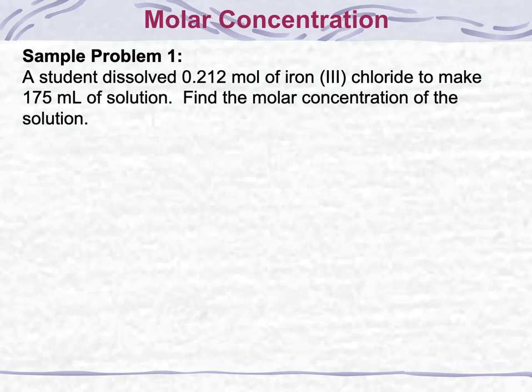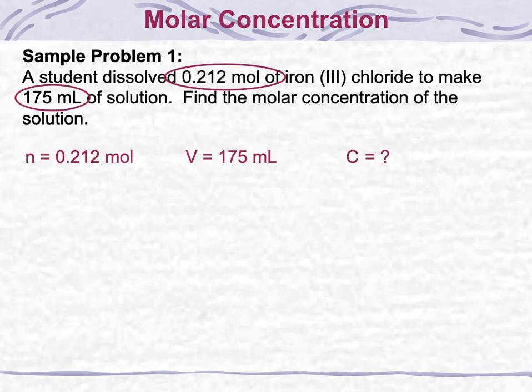A student dissolves 0.212 moles of iron(III) chloride to make 175 milliliters of solution. Find the molar concentration of the solution. So let's pick the information out of the question. So we have 0.212 moles, and we have 175 milliliters, which is the volume, and we're asked to find the concentration. So n is 0.212 moles, V is 175 milliliters, and we're trying to find the C.